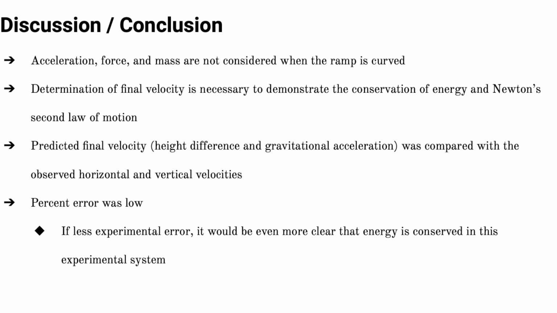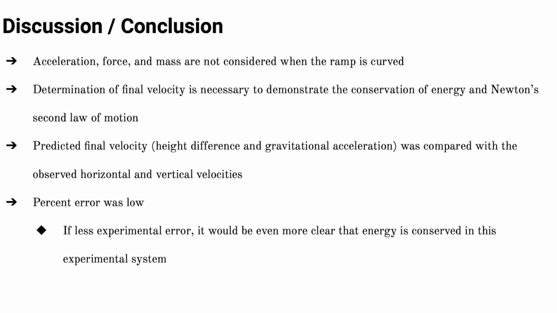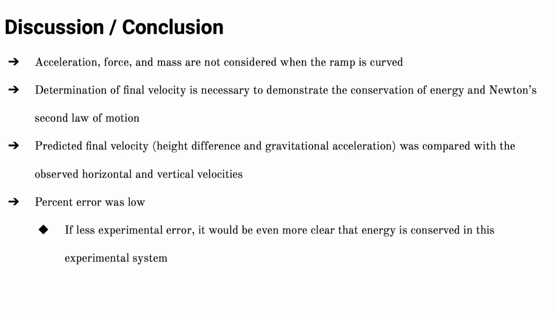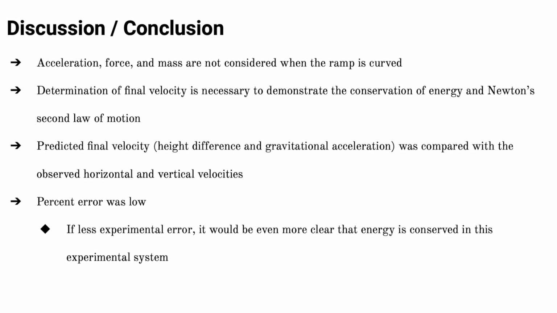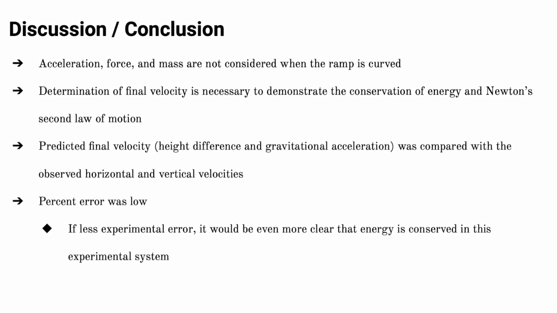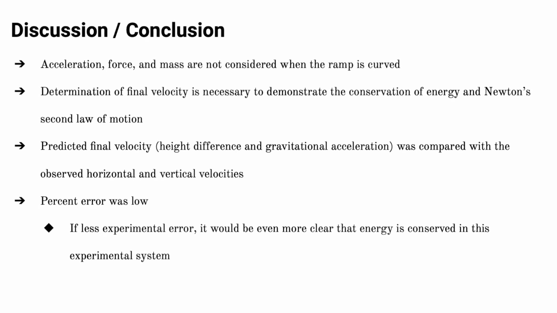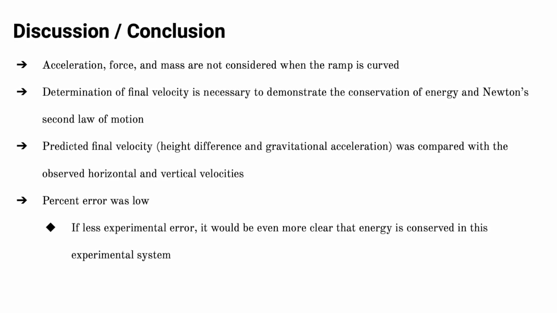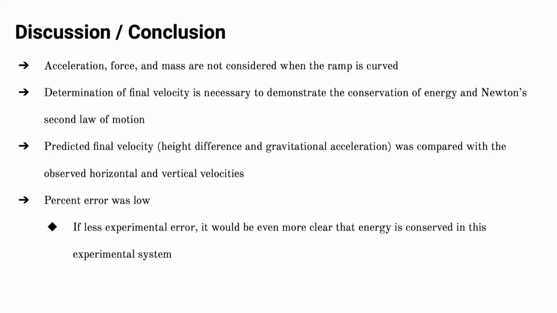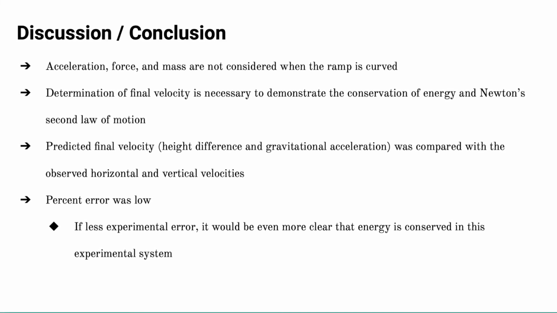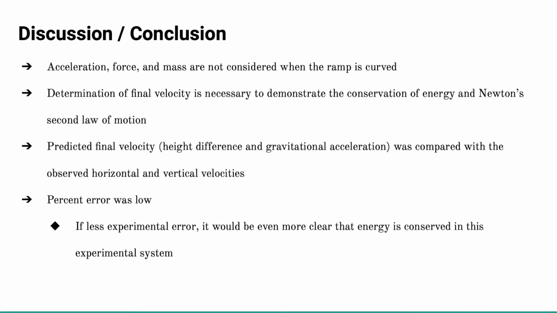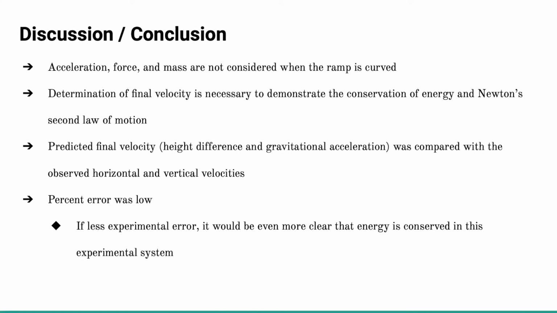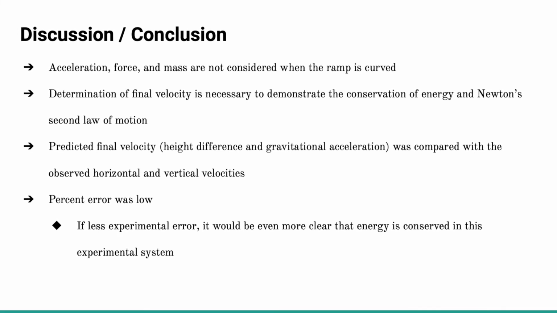In this way, the final velocity takes into account the height difference between the top and bottom positions as well as acceleration due to gravity. The predicted final velocity was the same for both heavy and light toy cars because they fall down the car track at the same height, and the observed final velocity was composed of the horizontal and vertical velocities. In the end, we found that the predicted and observed final velocities had a low percent error of 12.7%, and the conservation of energy was demonstrated through Newton's second law of motion.